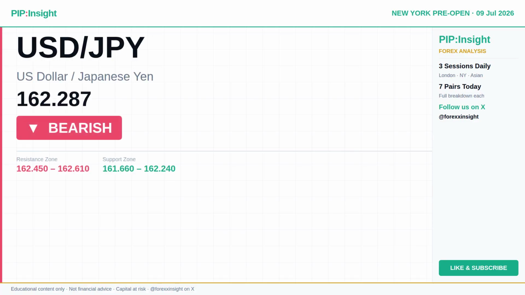Dollar yen. The chart is showing tentative bearish structure on this session. The 1-hour is also pointing lower. Resistance is marked between 162.45 and 162.61. Support is marked between 161.66 and 162.24. Here is the full chart breakdown.